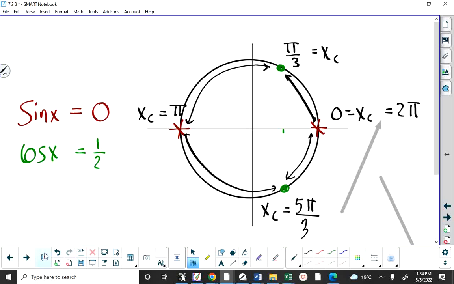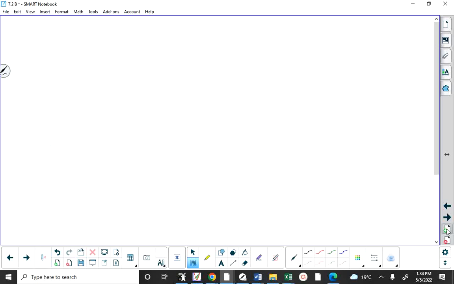That's the weird thing about circular functions, right? We're back in the same place. The beginning and the end are the same place. So, what's our chart look like?